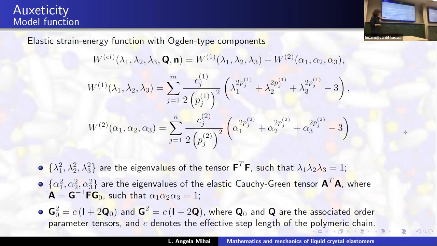But this is what they look like. G zero depends on Q zero, where Q zero is the order parameter tensor in the reference configuration, and G depends on Q, where Q is the order parameter tensor in the current configuration. I is the identity tensor. C is just a constant, an effective step length of the polymeric chain. We don't need to worry about it, because in our deformation practically everything remains diagonal, due to the orientation of the director, which changes from the initial orientation immediately to the orthogonal direction. We don't take any shearing into account. So practically G inverse and G zero will lead to C canceling each other, so we don't need to worry about what the C value is.